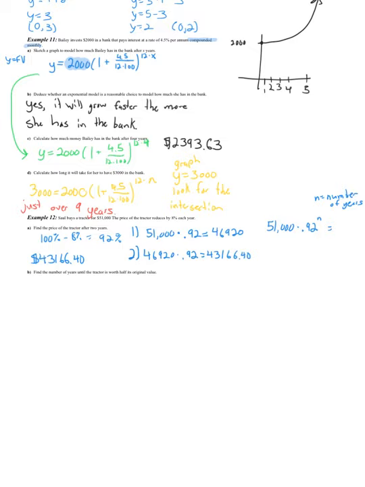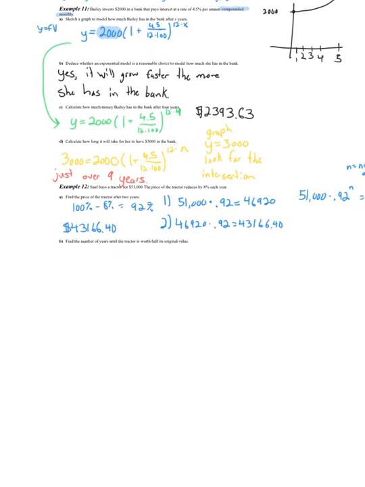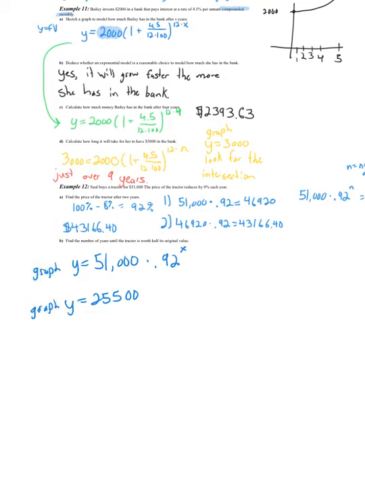And then just find the number of years until the tractor is worth half its original value. All right. So I could do this again, 51,000 times 0.92 to the x. And then half of that value is 25,500. So graph this one, graph that one, find the intersection. And the intersection should be an ordered pair, something comma 25,500.